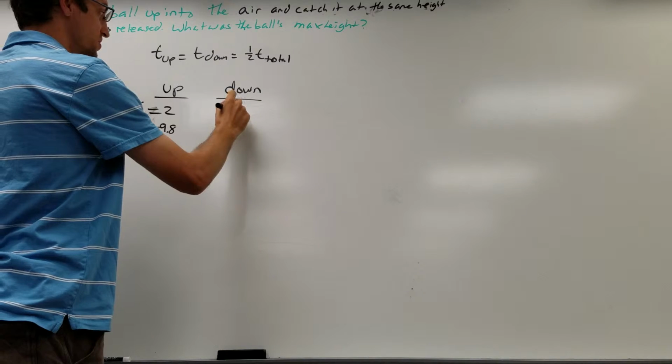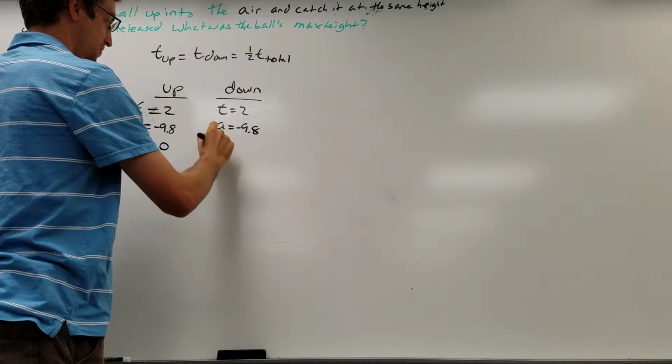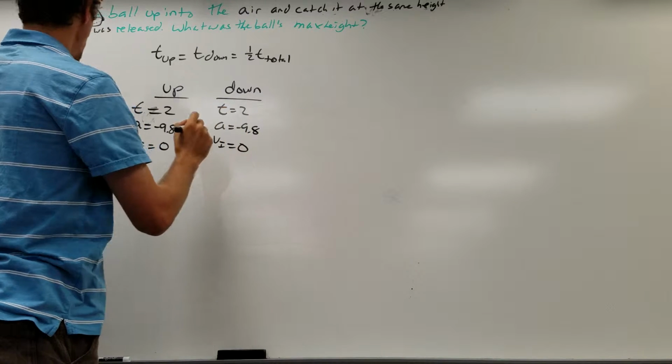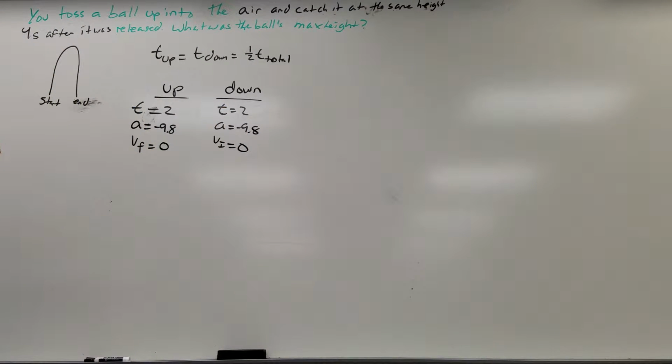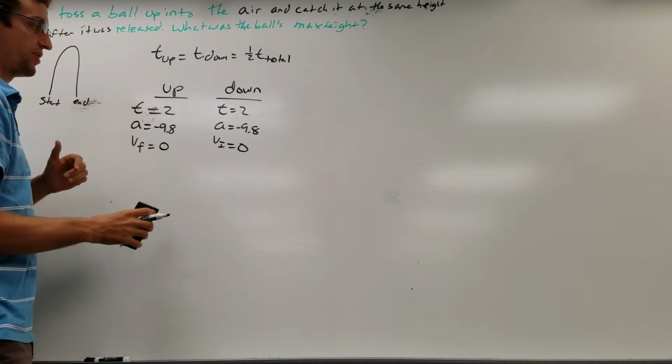For the down part, we also know that T equals 2, A equals negative 9.8, and V initial for the down part is 0 because it's starting at the top and falling down. Now, it turns out we're not going to need the down part at all here, but I just wanted to point out what those values were.